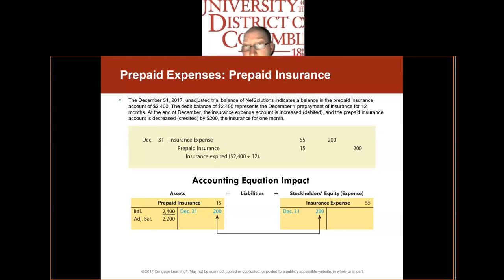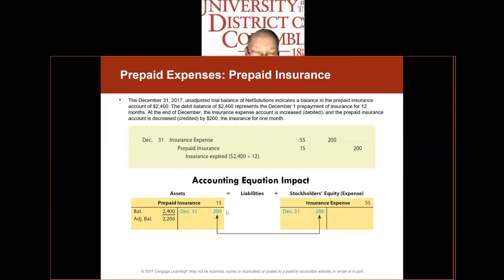So since I paid it December 1, and it's for the month of December through the end of November of the following year, that's a full 12 months, right? So I consumed that month of December, therefore I need to make an adjusting entry. I would debit my insurance expense to increase my insurance expense by 200 and credit my prepaid insurance to reduce prepaid insurance by 200. How I got the 200 is I took the 2,400 divided by 12.